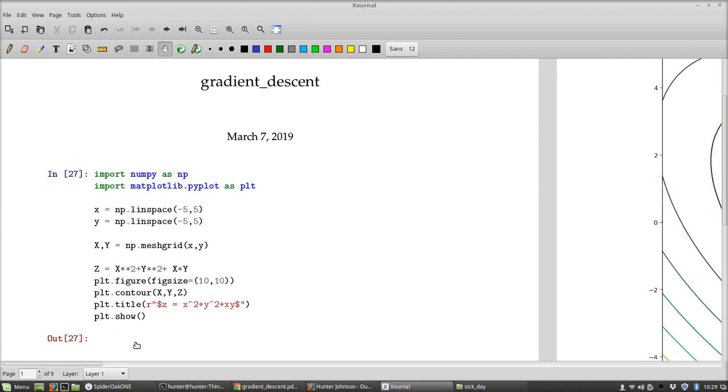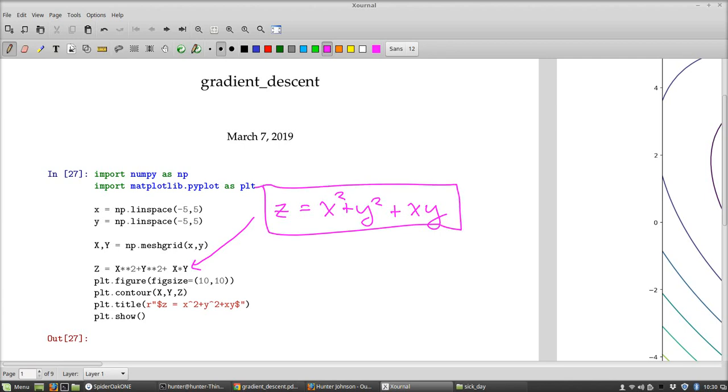So I just made a contour plot. You can see that the function that we're working with right here is z equals x squared plus y squared plus xy. If you want to see what it looks like, you can type this into the Google search bar, and you'll get a three-dimensional graph of the surface, and you can see what it looks like.